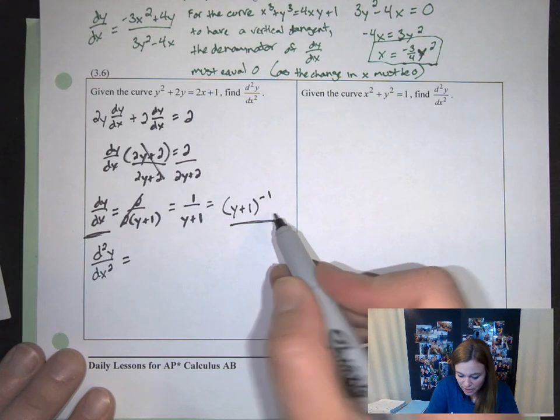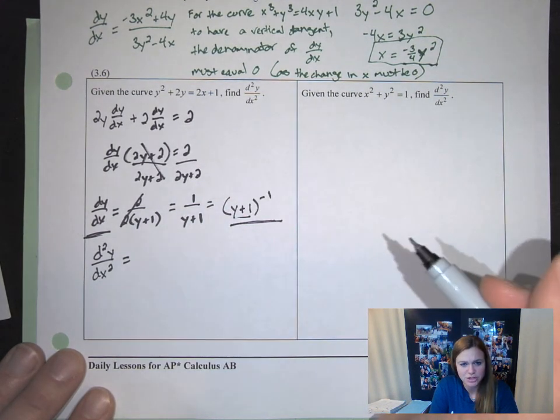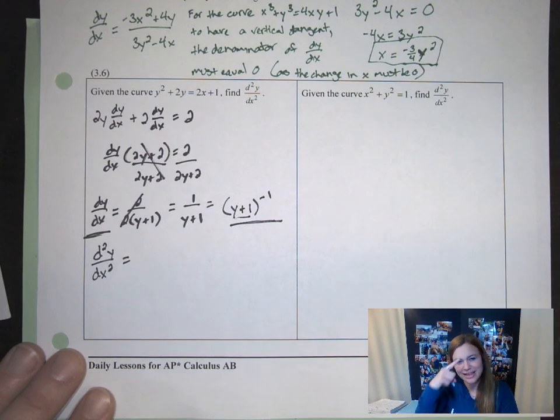Over here, I'm going to take my derivative and I'm going to use the chain rule because there's a function within a function.